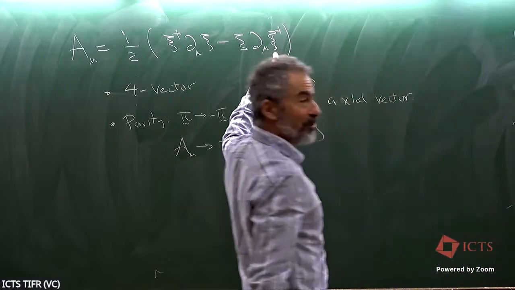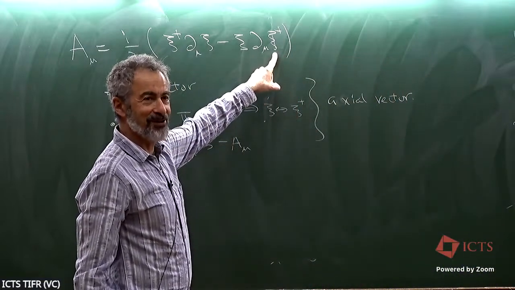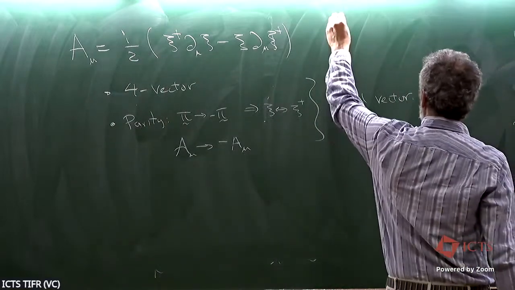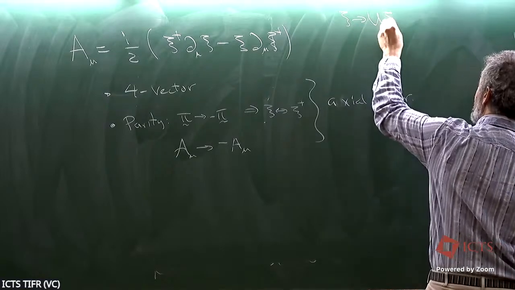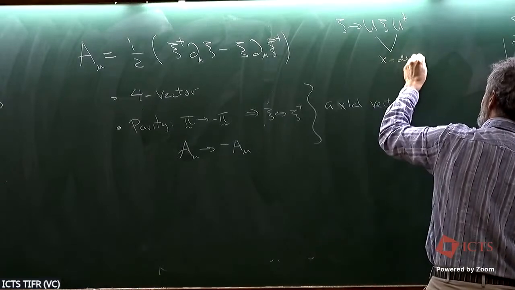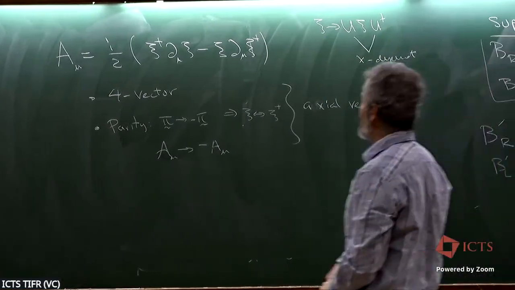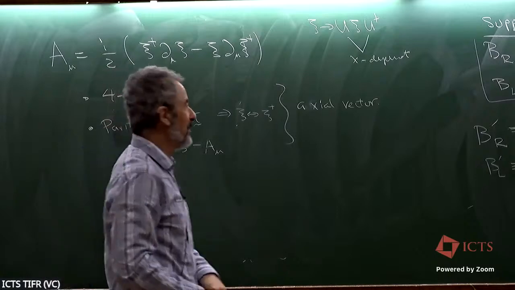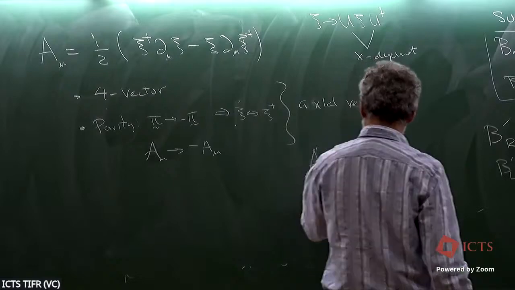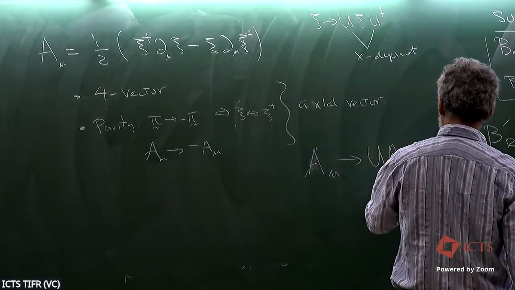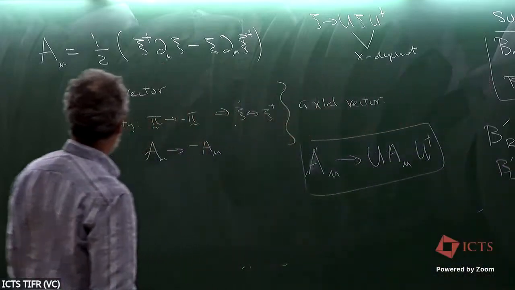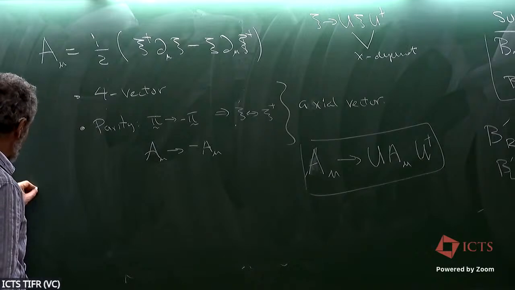You might be worried. There are all sorts of derivatives there acting on U's and U daggers, and it takes a bit of algebra to show that when I take C goes to U C U dagger, and these are X dependent, the derivatives of U's cancel out, and you find that A mu goes to U A mu U dagger. And so we call this the axial meson current.